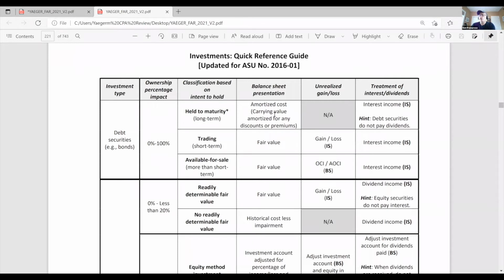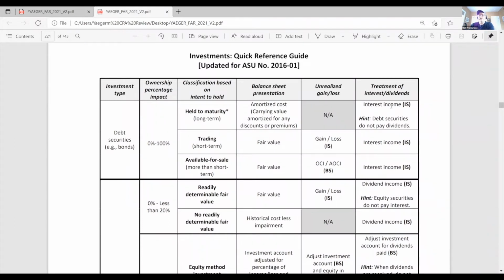Since you're going to hold it to maturity, that means theoretically, at least, when it matures, you're going to get the face value of the bond back. Therefore, even though the bond price may be going up and down while you hold it, there's no such thing as an unrealized gain or loss on a bond because you're holding it to maturity. That makes sense to me.